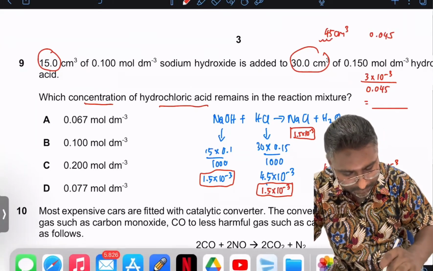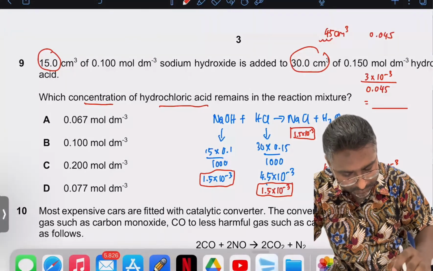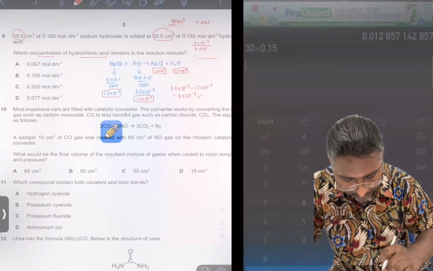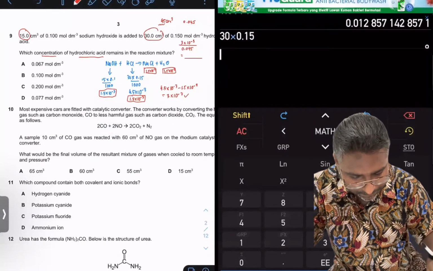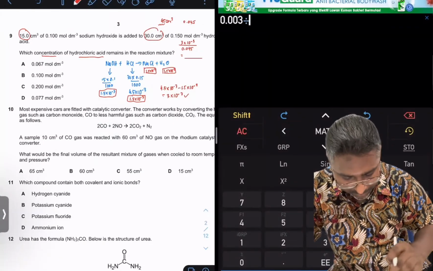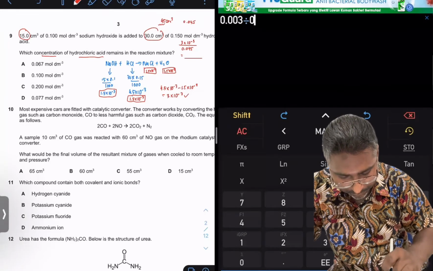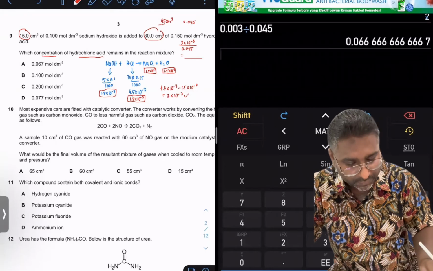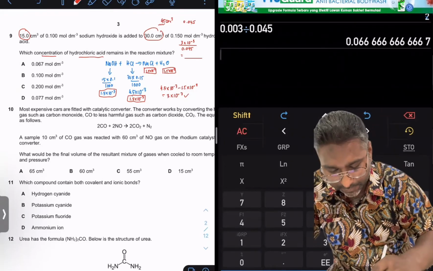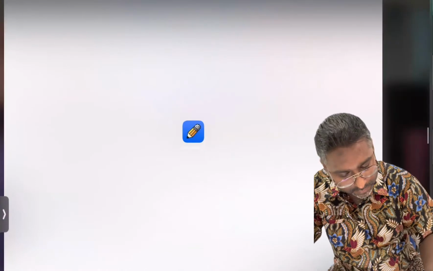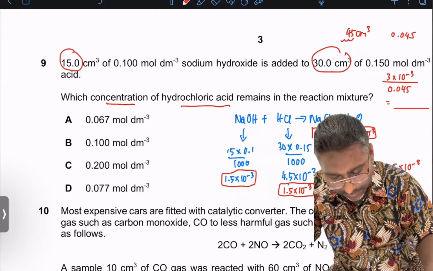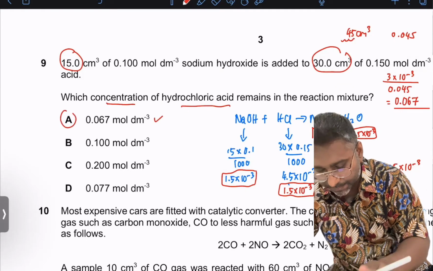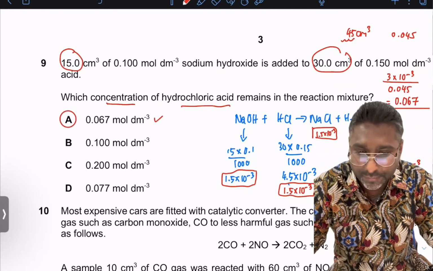When you calculate this, 0.003 divided by 0.045, you will get the answer, which is 0.067, which is this one. The answer is A. Okay, Ishana, so far okay?